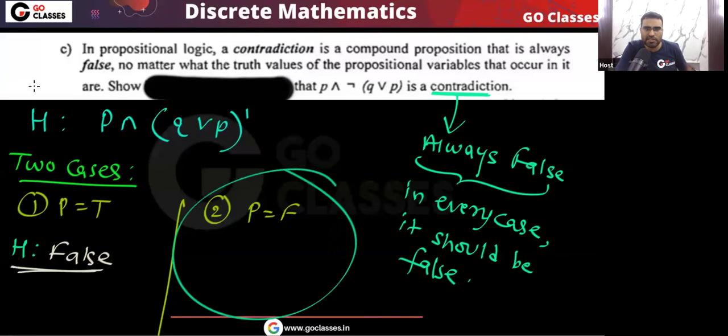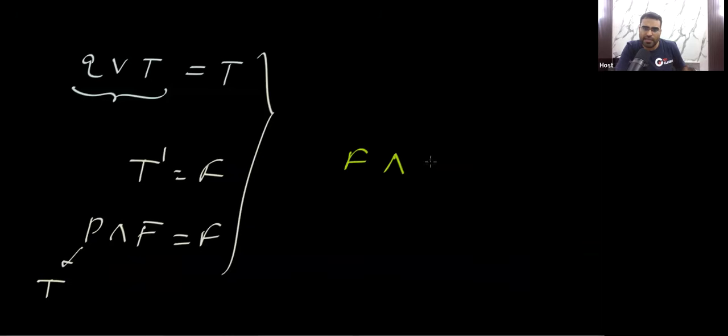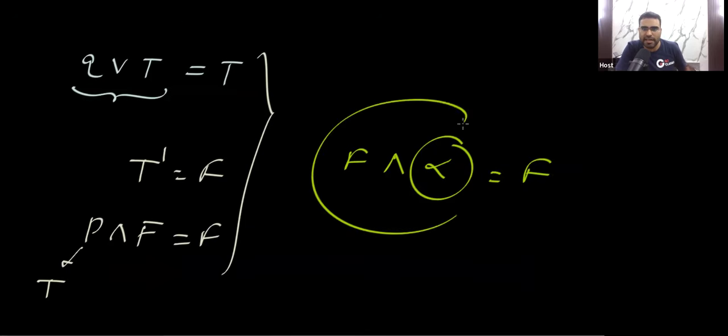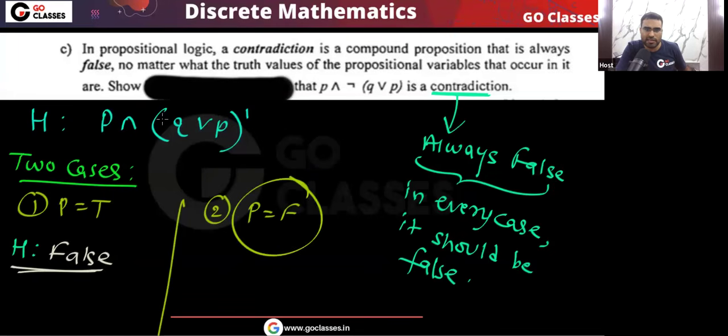Now let's see in this case what will happen. When P is false, then false and anything, that will be false. Whatever I write here, anything alpha, that will be false. You can see the truth table of and. Check the truth table of and. False and anything, that will be false. So finally I can say that when P is false, in this case also H is false.